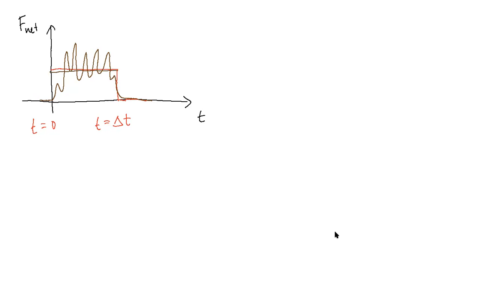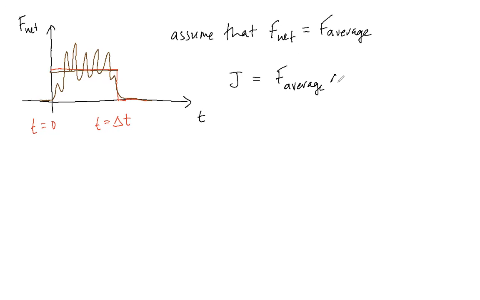And so what we're going to do is we will simply assume that F net is equal to F average, right? So that's the average over this time. And so the impulse then is simply going to equal the F average times the time. Okay, and I've dropped the vector symbols because we're just talking about magnitudes here. So we're going to simply use F net and F average interchangeably whenever we're talking about impulse, because you can do that, you get the right answer.